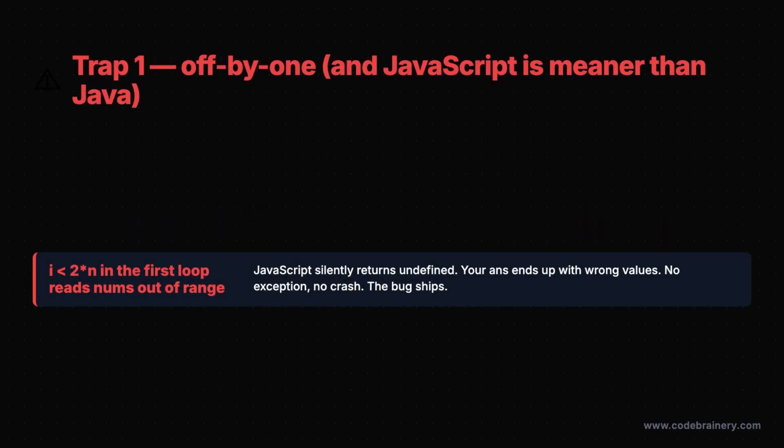Trap 1, off by 1. If your loop condition accidentally says I less than 2n in the first loop, you'll read past the end of the input on the second pass. JavaScript returns undefined, silently. Your output ends up with undefined values inside it. JavaScript is meaner than Java here. Java would have thrown an exception. JS just lets the bug ship. Catch this in your head, before your tests do.